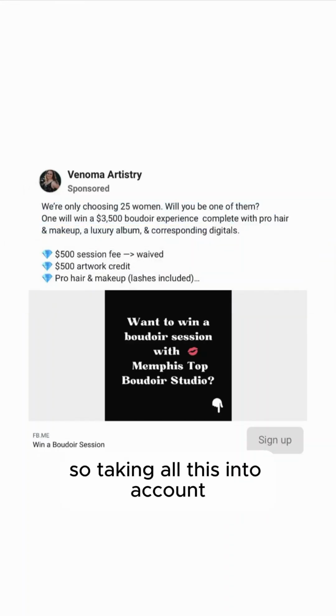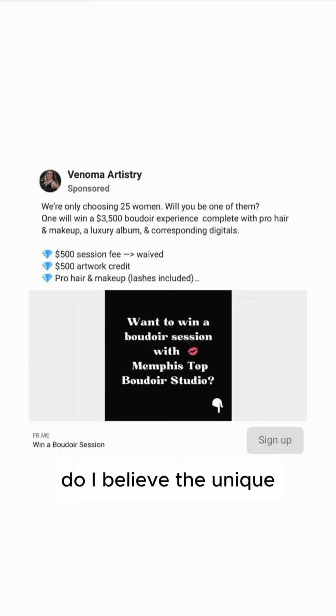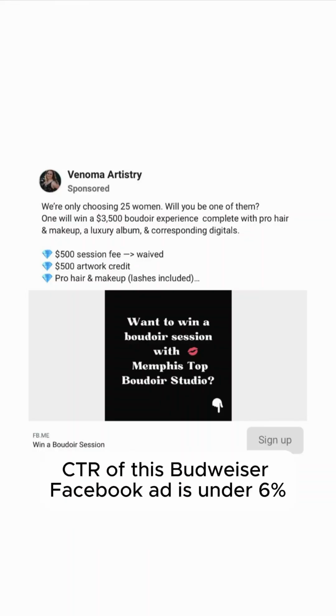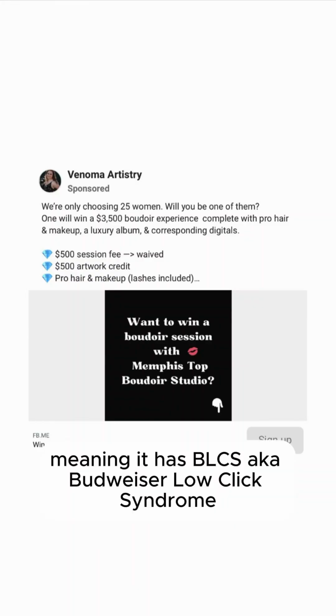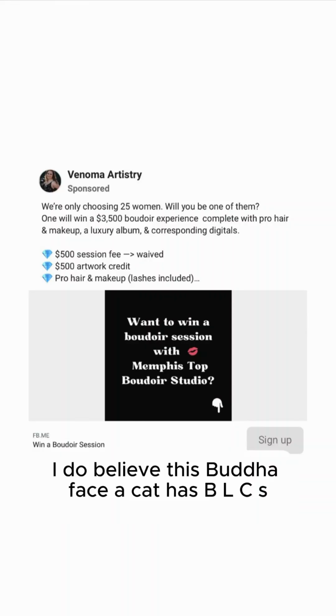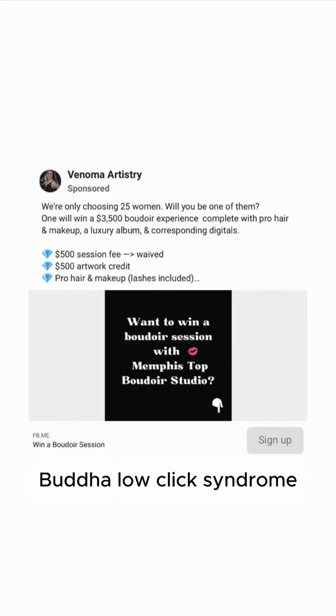So taking all this into account, I believe the unique CTR of this Boudoir Facebook ad is under 6%, meaning it has BLCS, aka Boudoir low click syndrome. Yes, I do believe this Boudoir Facebook ad has BLCS, Boudoir low click syndrome.